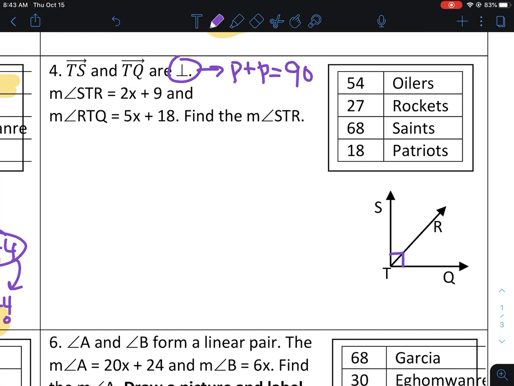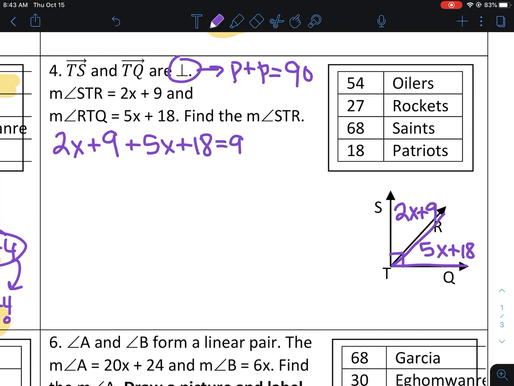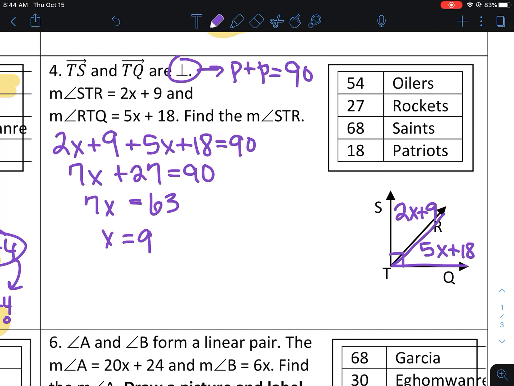All right, then it says STR is 2x plus 9, and then RTQ, which is down here, is 5x plus 18. So let's go ahead and set it up. 2x plus 9 plus 5x plus 18 equals 90. So it's going to be 7x plus 27 equals 90. And again, you can use NSolve if you would like to, or you can solve it by hand like I'm doing here. All right, so I get x equals 9.